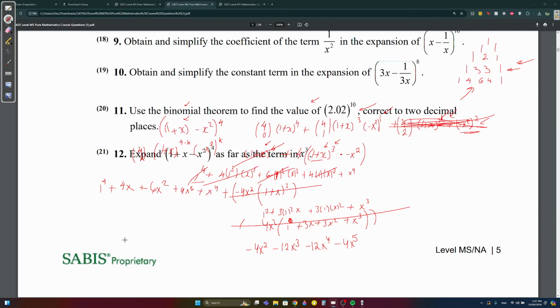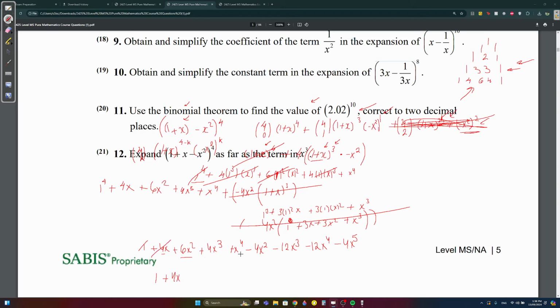Let's take this down now. 1 to the power of 4, which is just 1, plus 4x plus 6x squared plus 4x cubed plus x to the power of 4. Okay, let's see, what can we simplify? This one, we can take it down, 4x. What other x's do we have? We don't have anything.